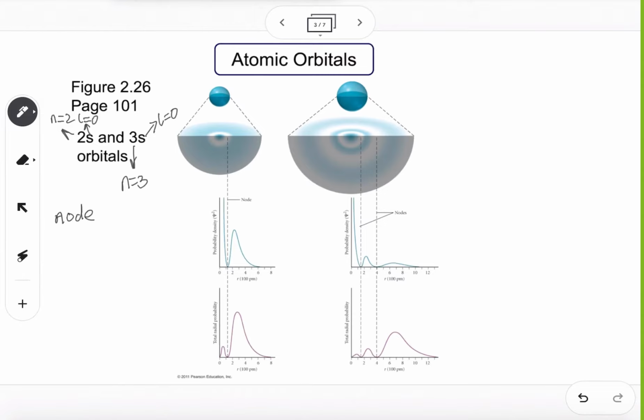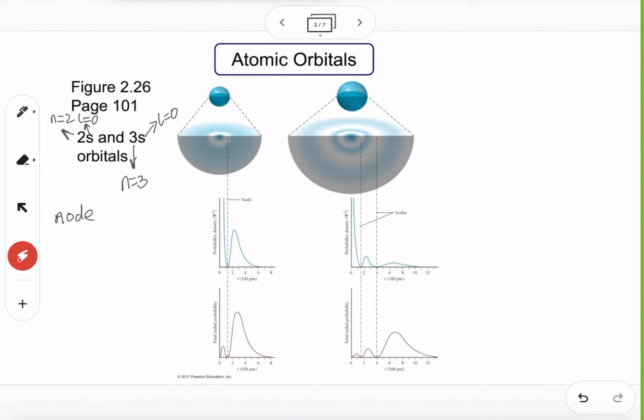N-O-D-E. Okay, the node is an area in which the probability of finding the electrons is 0. In other words, in this wide area, you cannot see any electrons, okay? Because electron will not get into this wide area, okay?